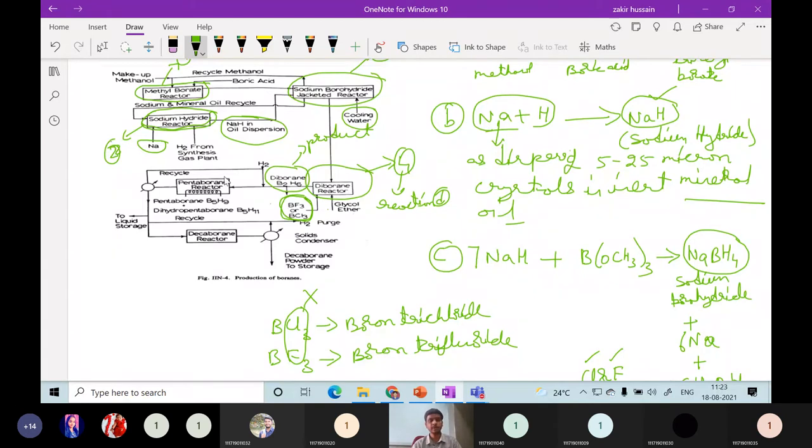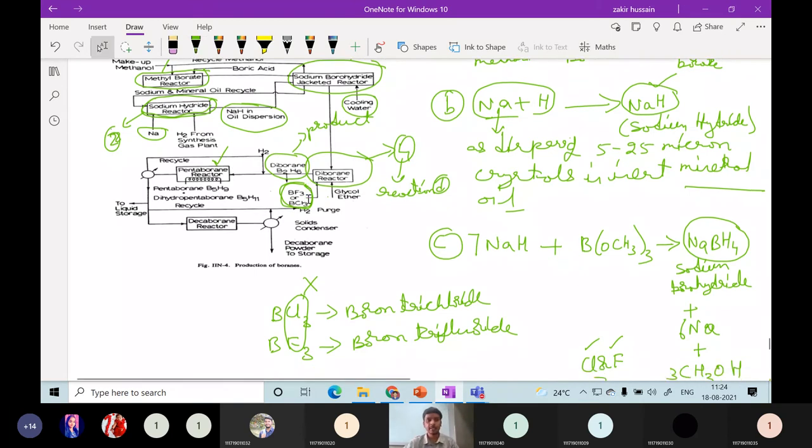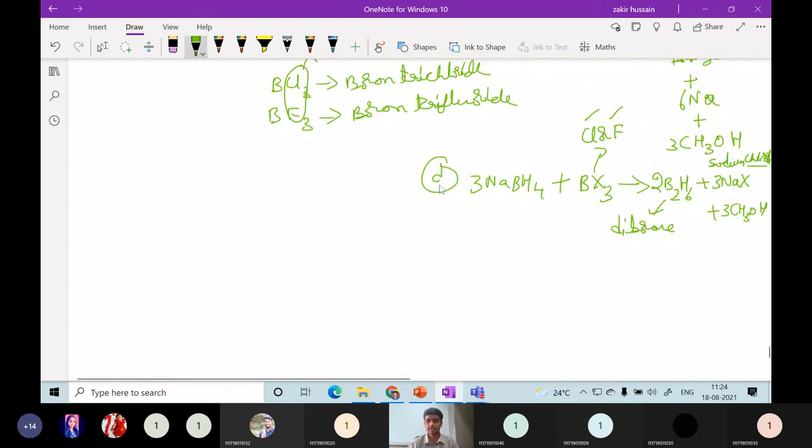So why do we have to manufacture pentaborane? Because it is a more desirable product in the rocket propulsion industries. Because of the various advantages of pentaborane, this diborane will be sent once again to the pentaborane reactor, in which reaction E will take place.